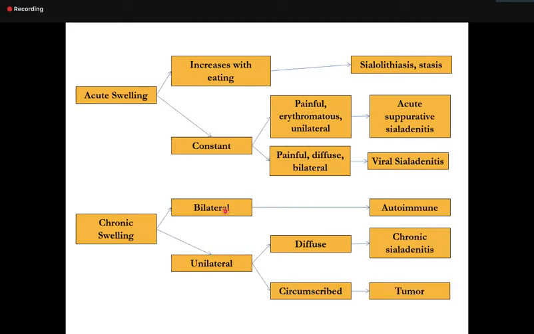So that's how clinically, although it is not important for you clinically, but just to give you an idea, to think clinically, how you think in terms of patient. If patient presents with acute swelling, you look for these things. If patient presents with chronic swelling, you look for these things, and that's how you lead to an ultimate diagnosis.